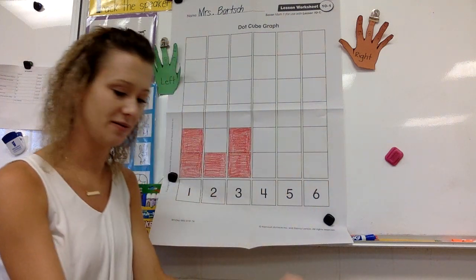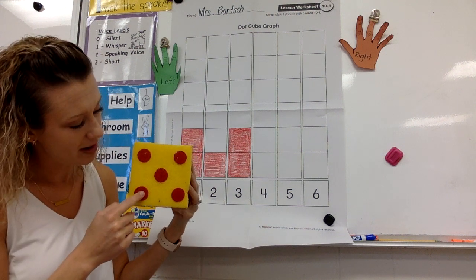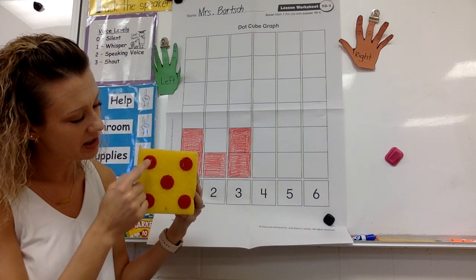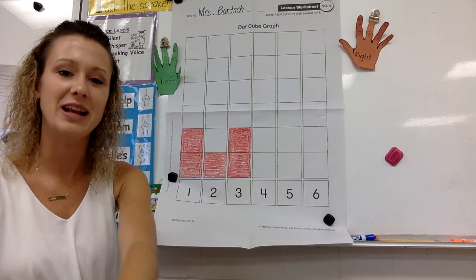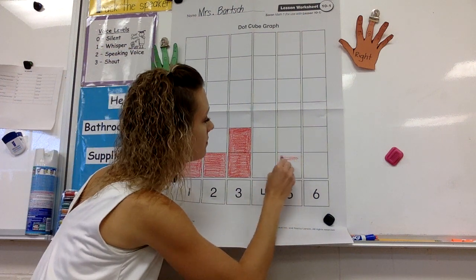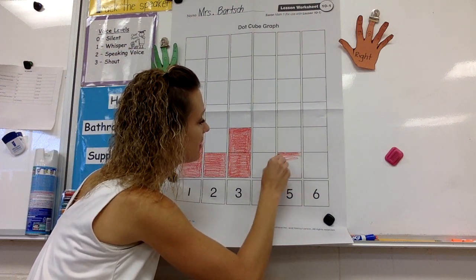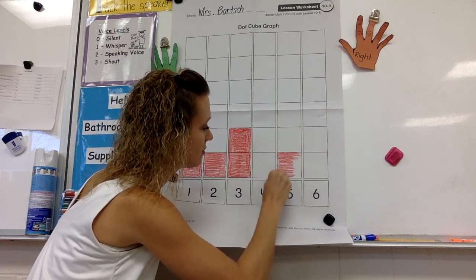Oh, we have a new number. You ready? We've never done this one before. Count with me, ready? Go. 1, 2, 3, 4, 5. Number 5 gets 1. All right, color 1 square by number 5 because we rolled a 5 one time. Number 5 gets 1 square. Yay, now 5's not losing.